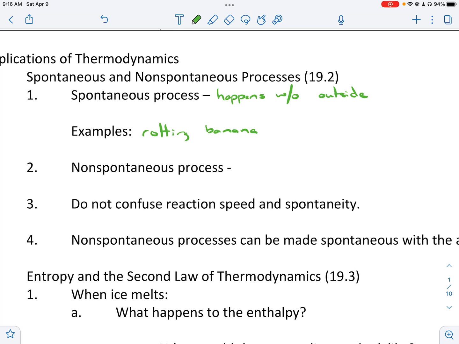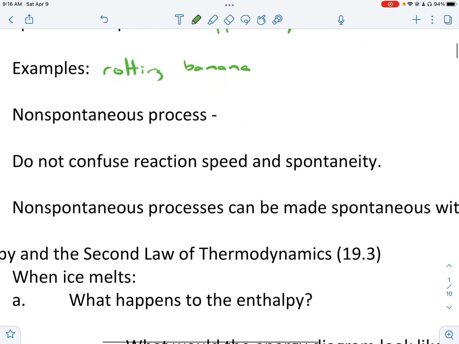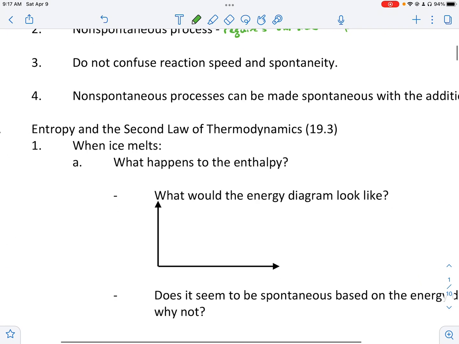Awesome. A non spontaneous process, then, is something that requires a little outside help. And so, one that we could think of there is like the gasoline in your car. It doesn't just start burning up, it needs a spark to get that to happen. Now, one thing that we need to talk about here is we are talking about spontaneity, if it happens or not, not how slowly it happens. Like the rotting of a banana, most of the time takes a while, right? So we're not talking about reaction speed, we're talking about spontaneity. Does it go on its own, even if it is going very slowly?